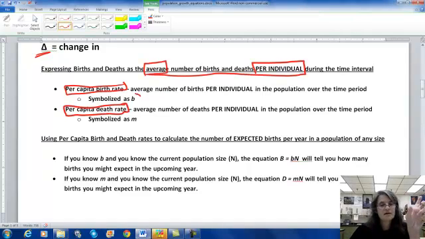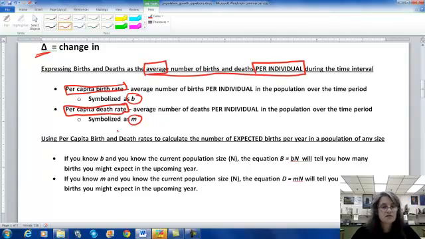Per capita birth rate is symbolized as lowercase b. Per capita death rate is symbolized as lowercase m. Now, this means that, on average, maybe 2 organisms were born per individual that originally existed in that population. And on average, maybe 1 individual died per individual in that population, or something like that. I don't believe that would mathematically work. But on average, how many deaths occurred per individual, how many births occurred per individual.